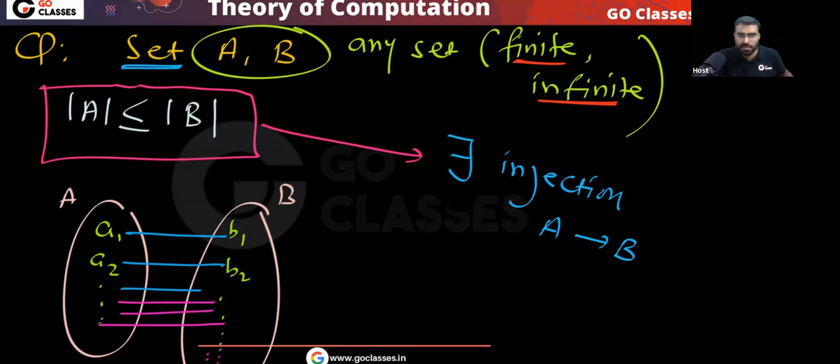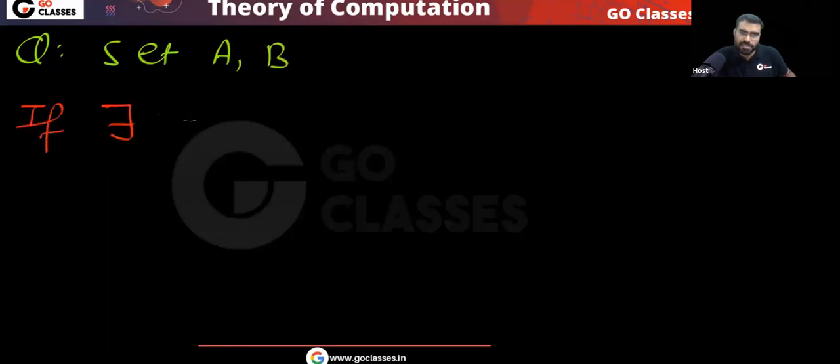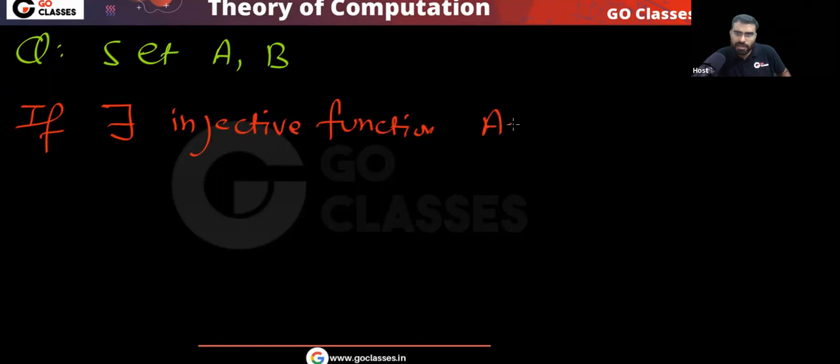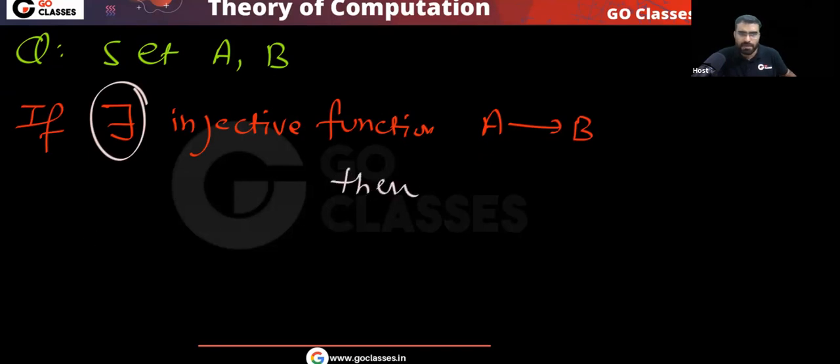Another question. You have set A, set B. If there exists an injective function from A to B, then what can you say about their cardinality? Tell me.